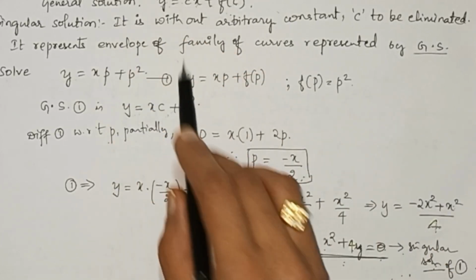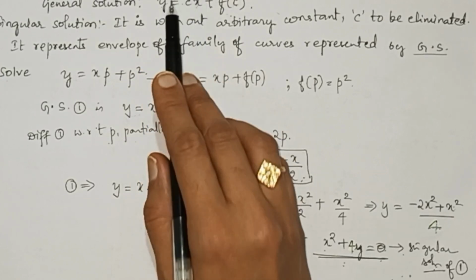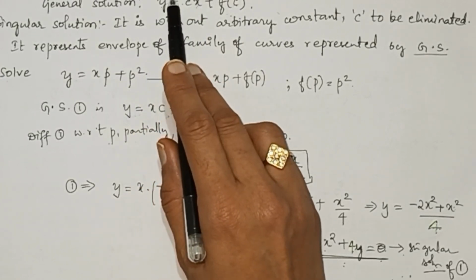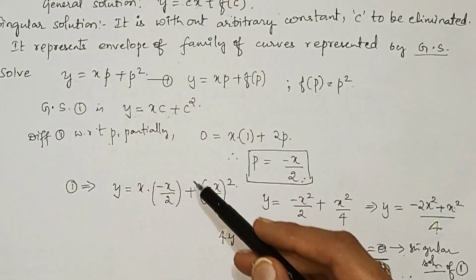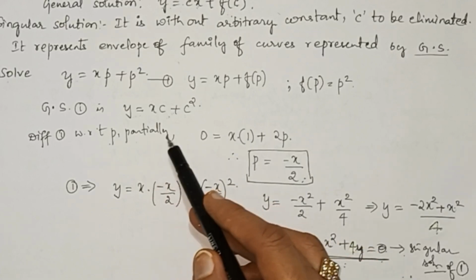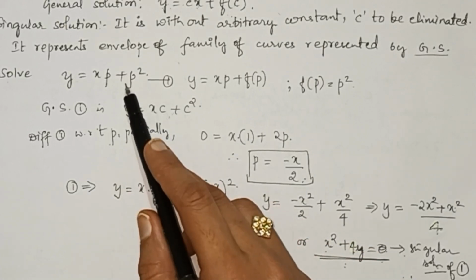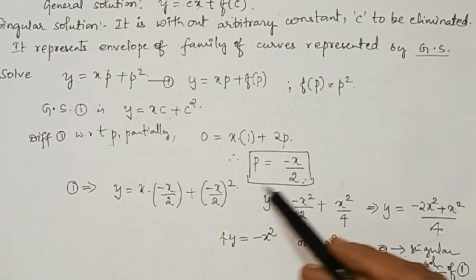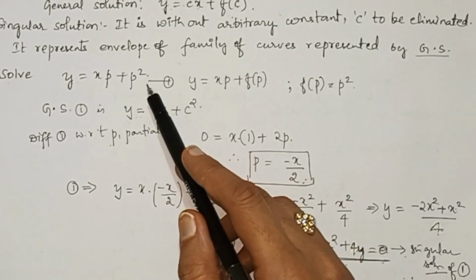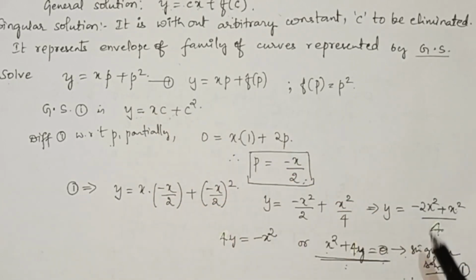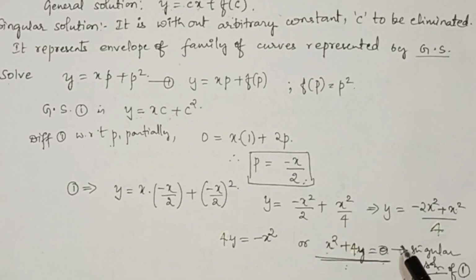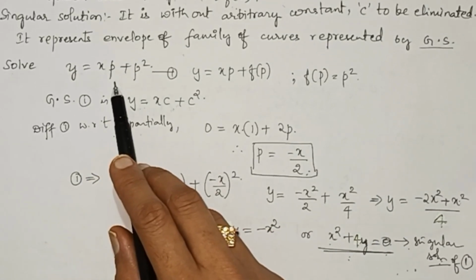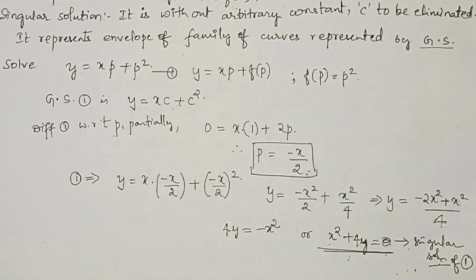And Clairaut's equation is in this form. General solution is given by replacing p by c, and the singular solution is given by differentiating partially with respect to p the given equation, then get the value of p, back substitute in the given equation to eliminate that p. Hence, you will get a singular solution of the given nonlinear differential equation. I hope you understood the concept.